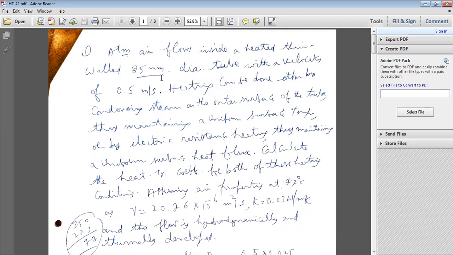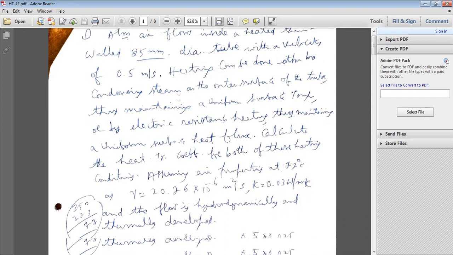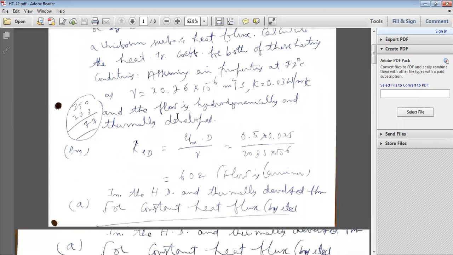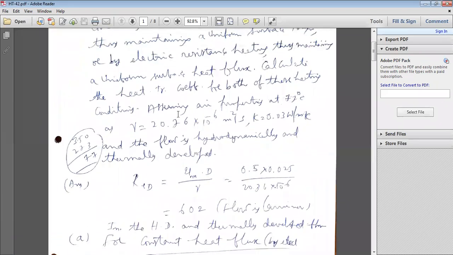The diameter of the tube is 25 mm, the velocity of the air is 0.5 meters per second, and steam is condensing. So for this, how do we calculate this heat transfer coefficient?